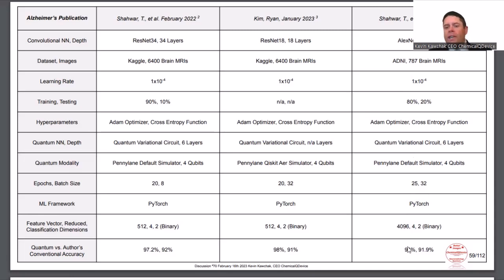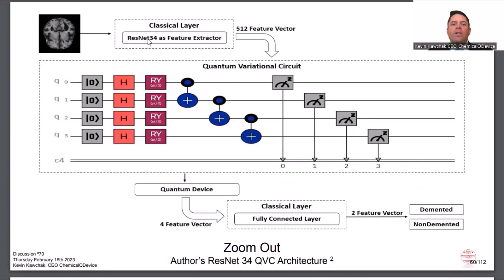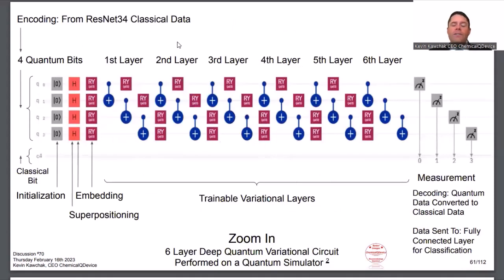But just looking at this lower right-hand number, 96% for the quantum approach, and their own classical approach was only 91.9%. And here's an overview of what's going on. You have a convolutional neural network, classical to quantum variational circuit, run on a quantum simulator, and then your fully connected layer is done classically. In one of the papers I went over today, the fully connected layer was done quantum as well.